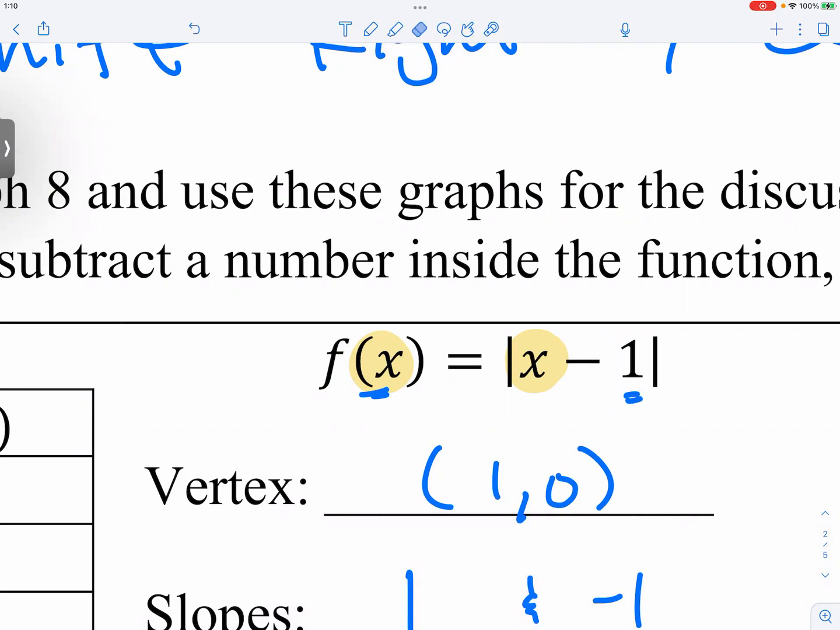Now, I'm going to tell you that with this x minus 1, it's going to be either moving to the left or moving to the right. What does your gut tell you? Left or right? How many of you say left? I would say a lot of people would say left. How many of you say right? All right. And that's what your gut says.